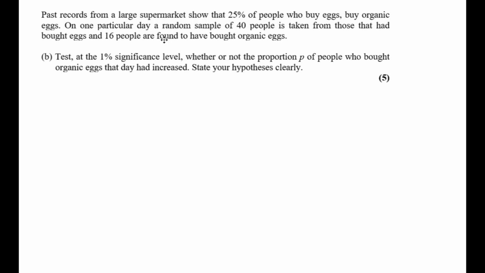All right, hypothesis test question should be getting our marks here. Let's pull out everything that we need. Probability someone buys organic eggs, 25%. Sample size is 40. The test statistic is this 16. This is how many happen on that particular day. We're given our significance level of 1%. And let's just check, is this a one-tailed test or a two-tailed test? It's going to be one-tailed. We're told that the probability had increased, or the proportion had increased.